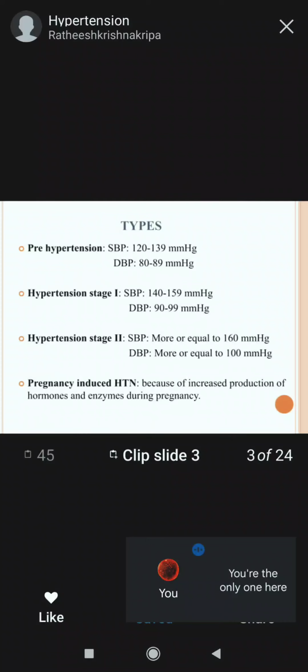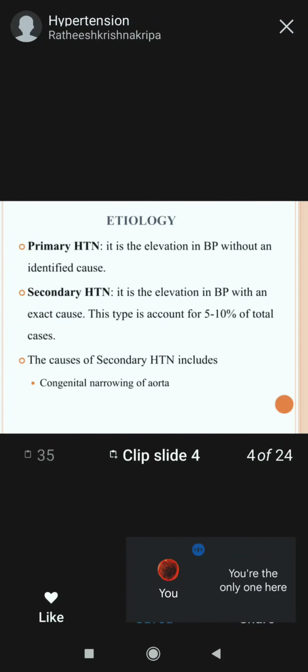So pregnancy induced hypertension is called so because of the increased production of hormones and enzymes during pregnancy. Sometimes we find that during pregnancy the hormones and enzyme release increase. So it increases the blood pressure, and it is called pregnancy induced hypertension.